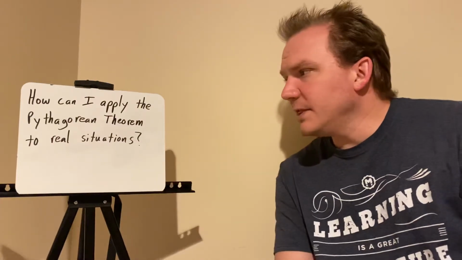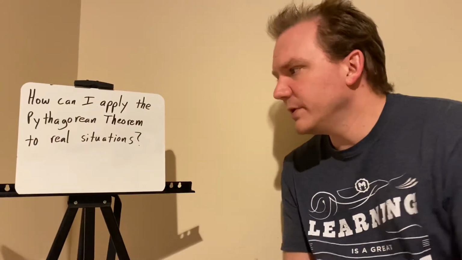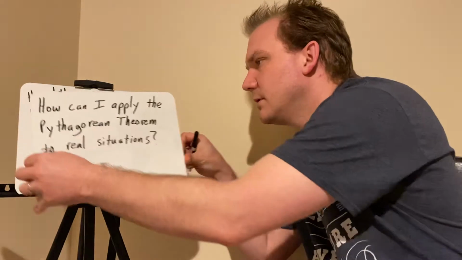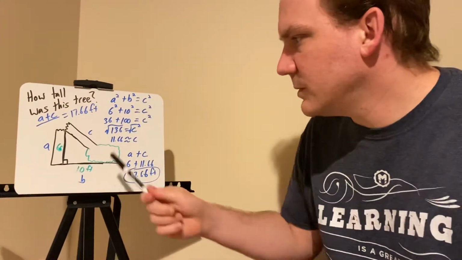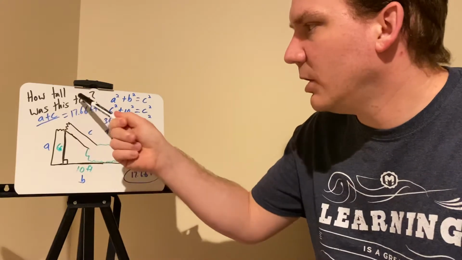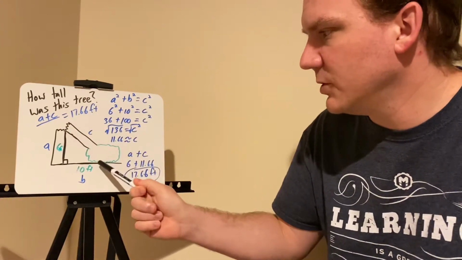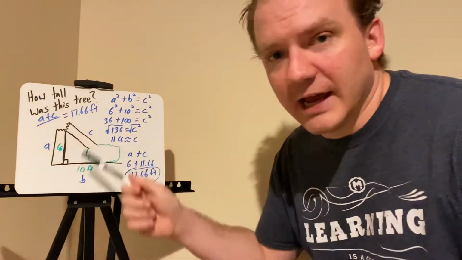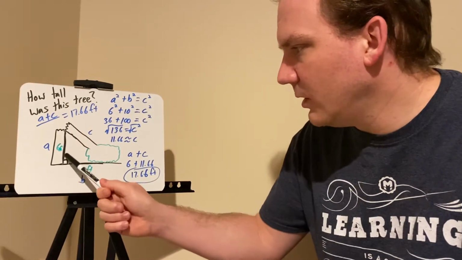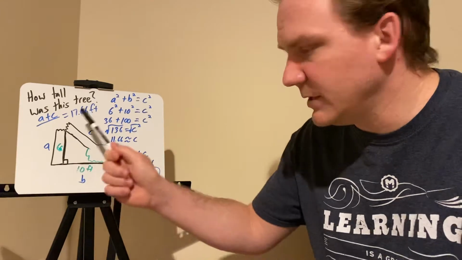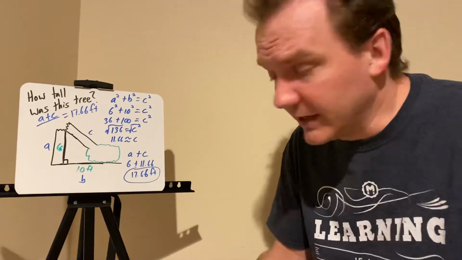How can I apply the Pythagorean theorem to real situations? So here's an example. This one's a bit tricky because it asks how tall this tree was. In this picture, you can see this wonderful drawing I have of a tree that fell down. If we have a right angle where the tree hits the ground, we have a right triangle, which means we can use the Pythagorean theorem.